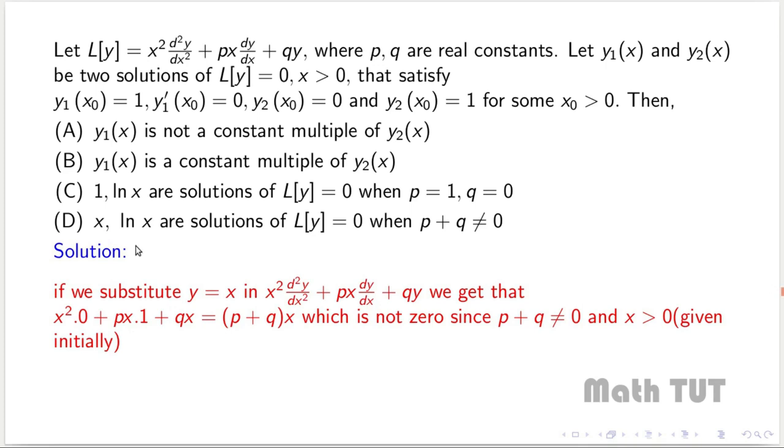So we get something which is nothing but equal to (p plus q) times x, and we are already given in option D that p plus q is not equal to 0, and x is greater than 0, so this quantity is never equal to 0. That means x is not satisfying this Euler-Cauchy differential equation, so x is not a solution of this particular differential equation. So option D is false. There are two correct options here, option A and option C.